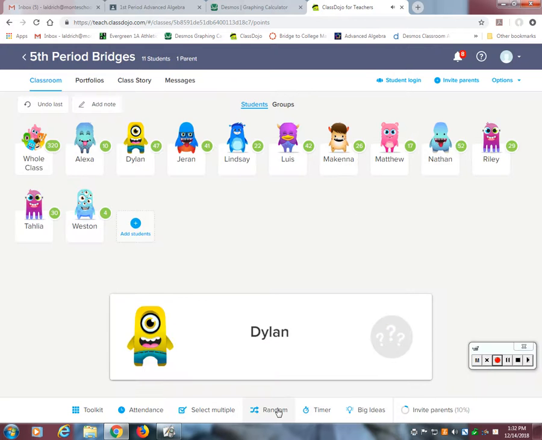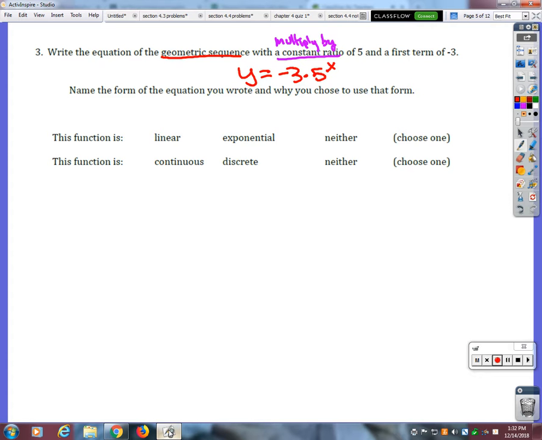So let's see. Would that be what, Matthew? Linear, exponential, or... that would be exponential because you're multiplying. Okay. And it would be continuous because you can put in whatever number you want for x. Doesn't have to just be whole numbers. Okay? All right?